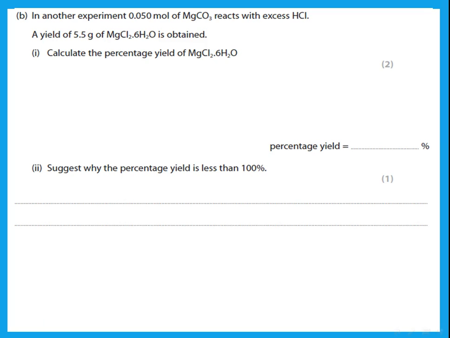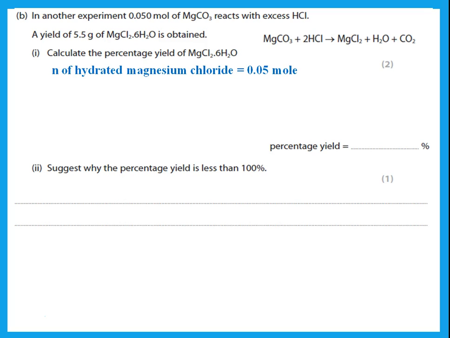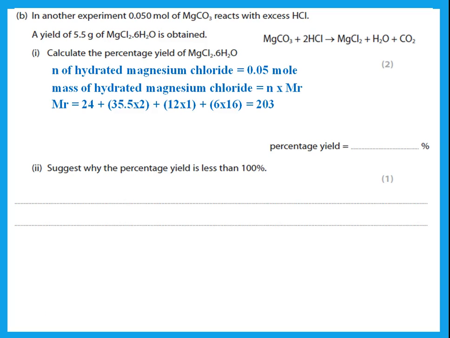So now if I start with 0.05 mole of magnesium carbonate, then the number of moles of hydrated magnesium chloride should be the same. Okay, and then the mass of the hydrated salt is number of moles times Mr. The Mr I calculate as this, so the mass is number of moles times that, and that means I should get 10.15 grams. But what did he get? He got 5.5, then the percent yield is 5.5 over 10.15 times 100, and that gives me a percent yield of 54%.